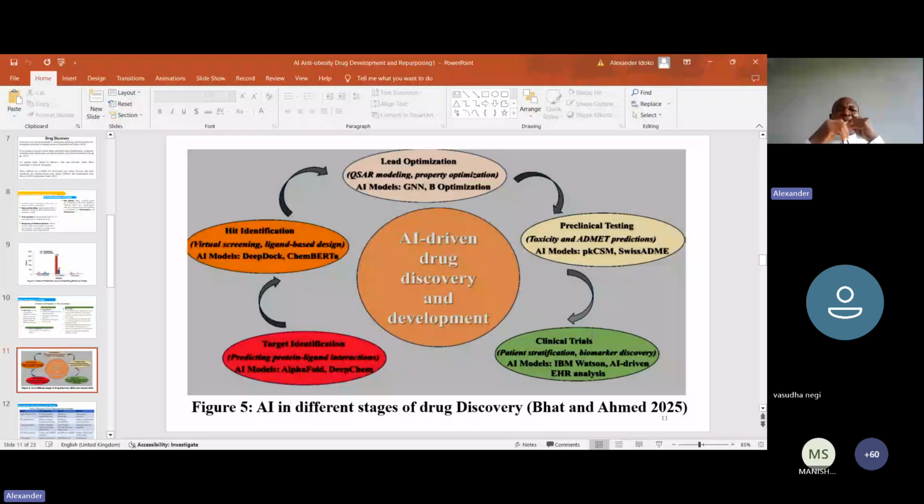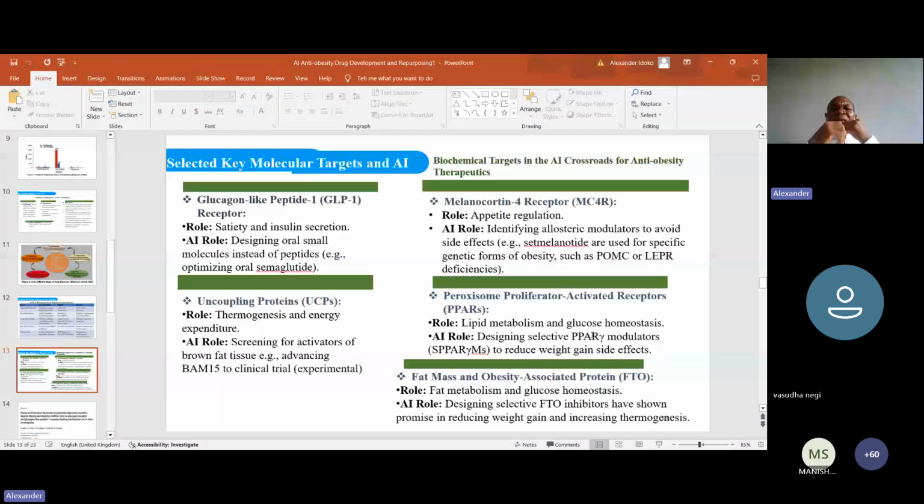Because of time, I'll quickly go to selected key molecular targets and how AI can be leveraged for anti-obesity therapeutics. There are several of these key molecular targets, but for this, I'll quickly run through just two of them because of the work we have done on those two molecular targets. The first is the glucagon-like peptide 1 receptor. The role it plays, as it has to do with obesity, is satiety and insulin secretion.